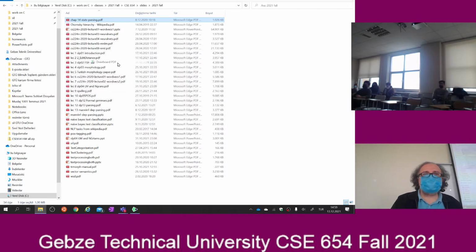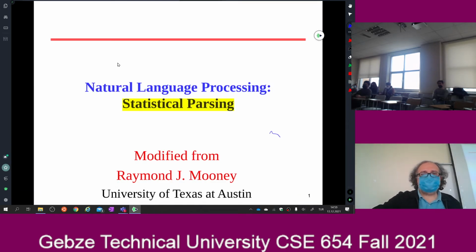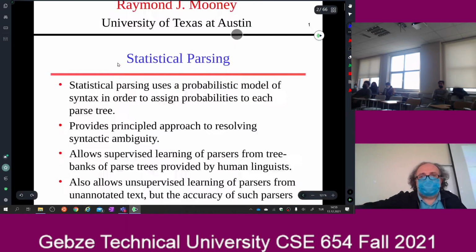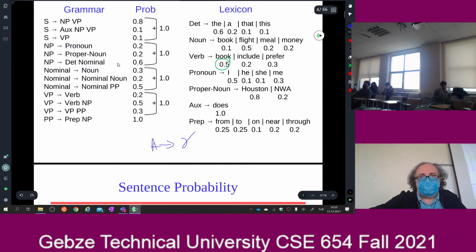Statistical parsing. Well, this is almost the same as CKY, but the only thing is that we assign probabilities to each parse tree. So where do we get those probabilities? We get those probabilities from our data set, from our parse tree set. Let me show you a few examples.